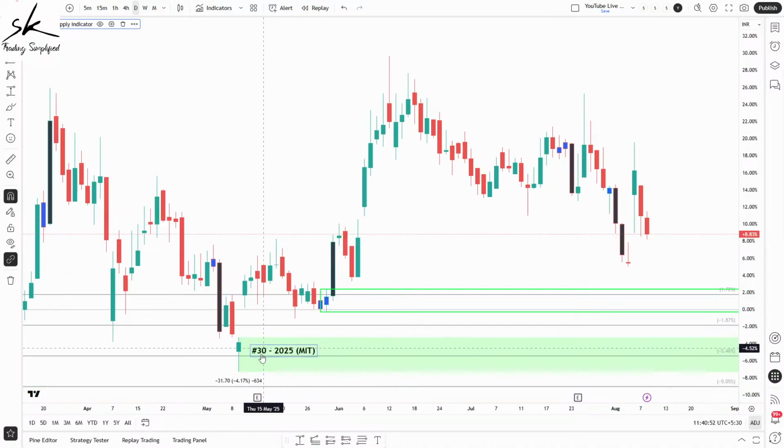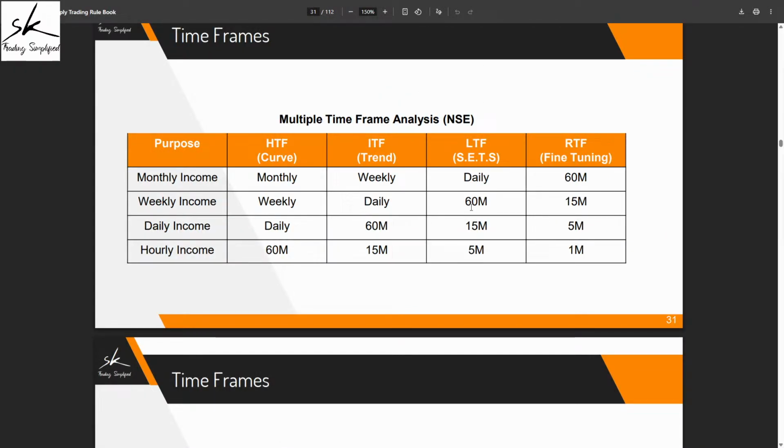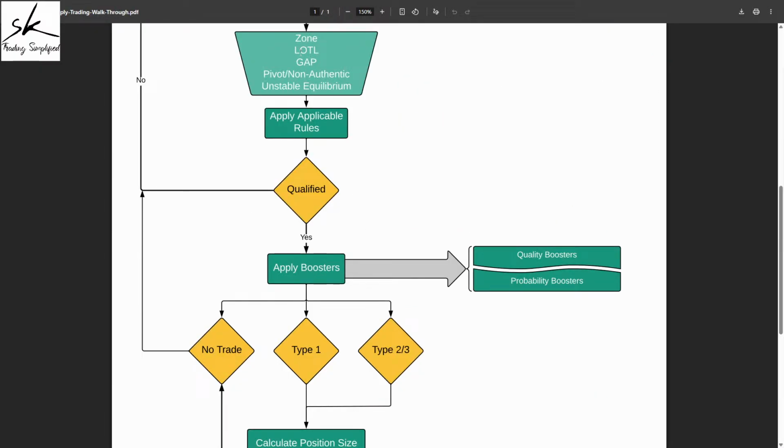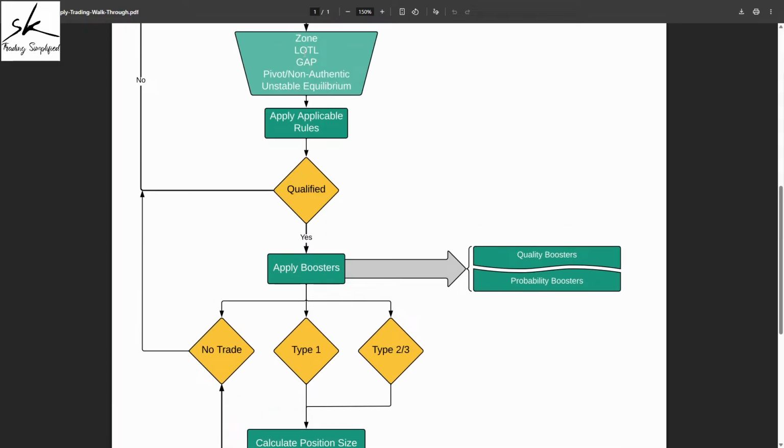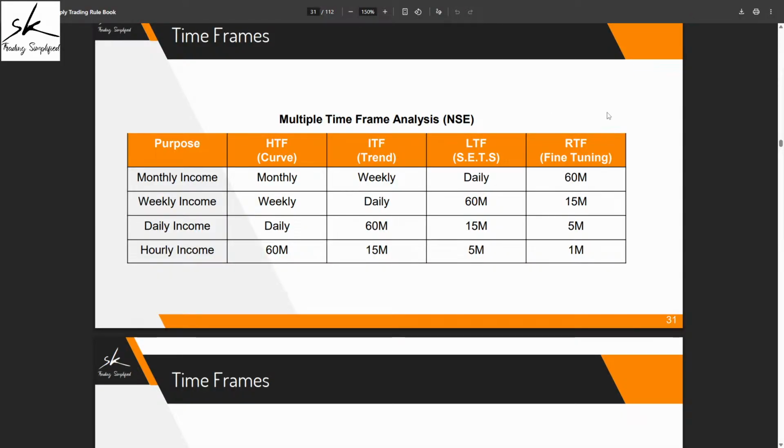So now, yes, we have identified a zone. The zone is also because of a gap. So my first qualification step, which is your level on top of level. Yes, it was a case of level on top of level. Whatever modifications were required, I made those modifications. Now, is this zone because of a gap? The answer is yes. Now, whenever you have a zone because of a gap, we need to apply the gap rules. So let's see what are the gap rules.